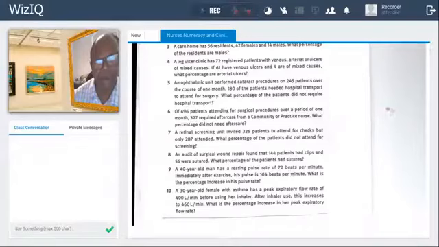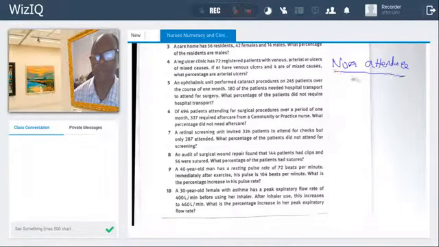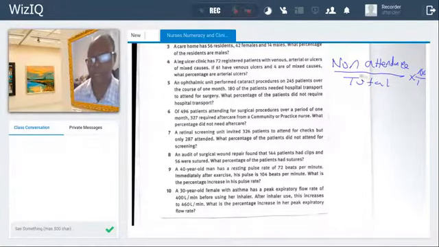Question number 7. Okay, so the retinal scanning unit invited 326 patients to attend for checks, but only 287 attended. What percentage of patients did not attend? So we have non-attenders divided by total times 100. Okay, so this is non-attendance, so we need to look at non-attendance.